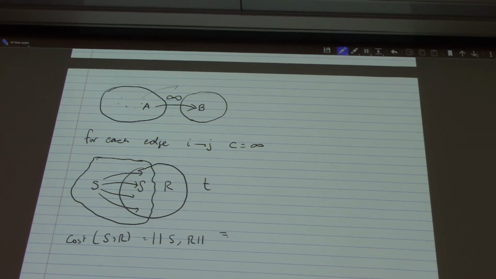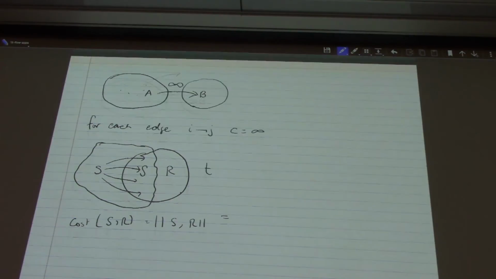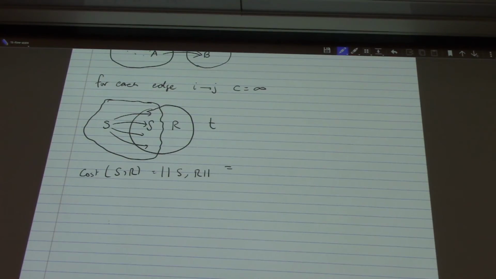Okay, so in other words, the cost of the set, and once again I've been writing too big here. So the cost of the set is this, which is equal to the sum of all capacities of V belonging to S, capacity V comma T, plus the sum of all U belonging to R, capacity S comma U. This is the cost of this cut.